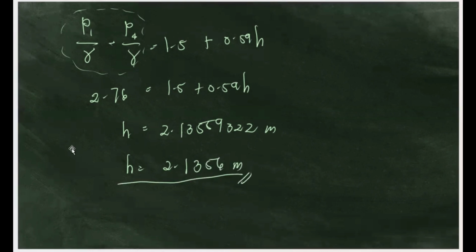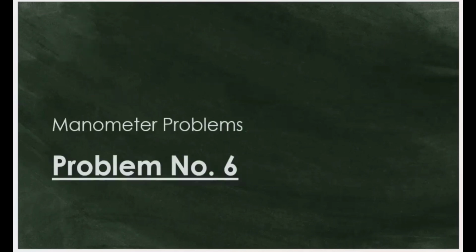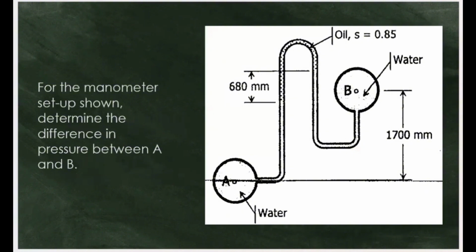Okay, so that is for the value of H kapag naging carbon tetrachloride na yung gauge liquid. Okay, so now let's move with problem number 6. Ang sabi lang sa atin dito, for the manometer setup shown, determine the difference in pressure between A and B. Yun lang, walang ibang pinapahanap sa atin. Difference daw ng pressure ng A tsaka B.